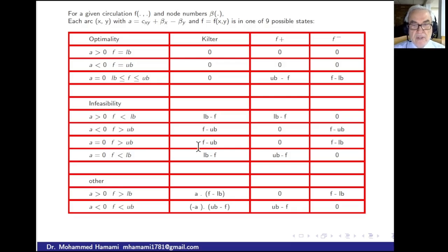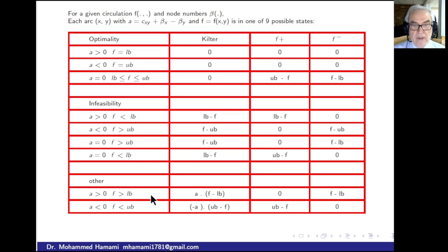A equal to 0 is the same way. I can decrease the flow up to UB, but I could go further than that. Since A equal to 0, I can be anywhere between LB and UB. So I could decrease it to UB, and then I continue all the way to LB. So the maximum decrease of this flow is F minus LB. And the same thing with A equal to 0 and F less than LB. I could increase the flow. I won't stop at LB. I can go all the way to the upper bound. So it's UB minus F.